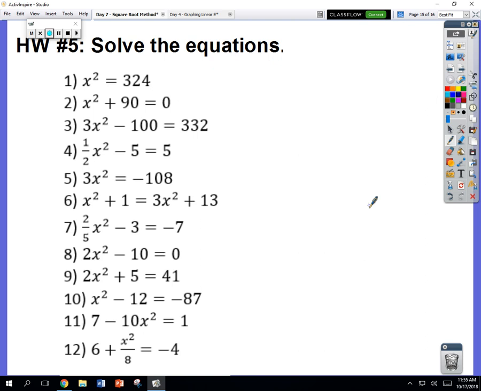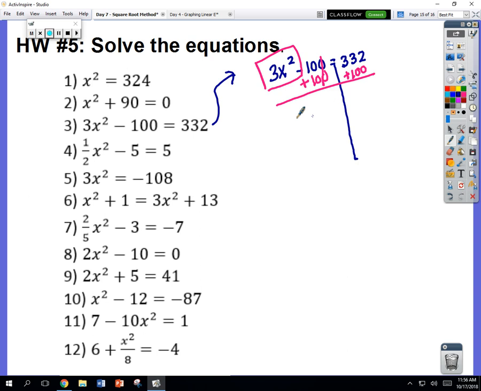Okay, so let's try another one. Let's try number 3. Okay, so I've got 3x squared minus 100 equals 332. Okay, so I need to try to get x squared by itself. So the first thing I should do is get rid of minus 100 by adding it.